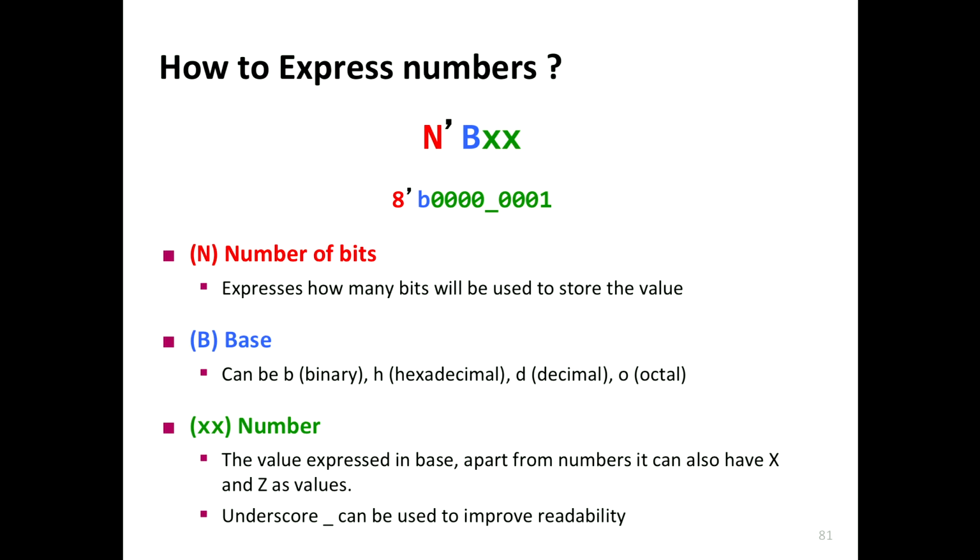You have n apostrophe, b and an xx. N is the number of bits. So if you consider this example, you have 8, which represents 8 bits. And then you have the b, which here is not simply a letter, but it also means binary. If you want to represent it in hexadecimal, you have H, D for decimal, O for octal. These are the 4 different bases in which you can represent numbers in Verilog. And then you follow it up with the number itself.